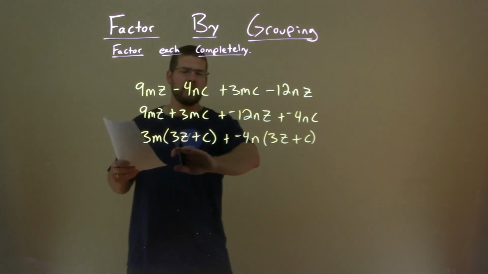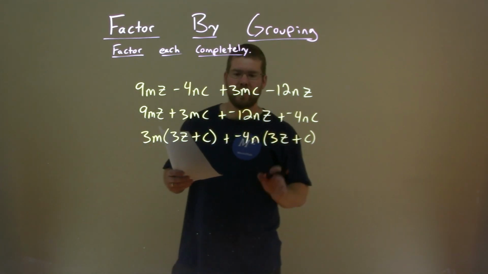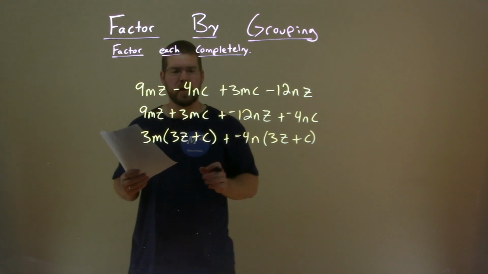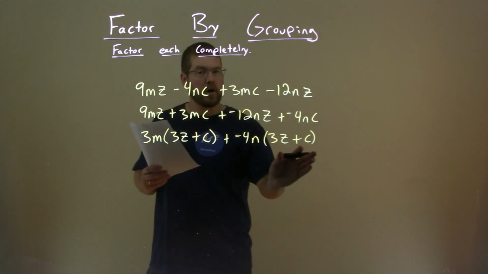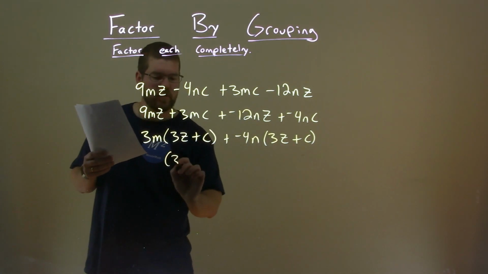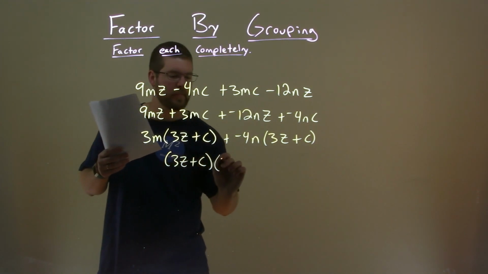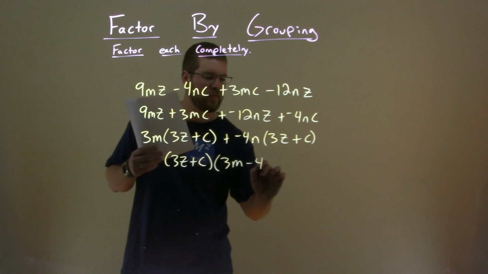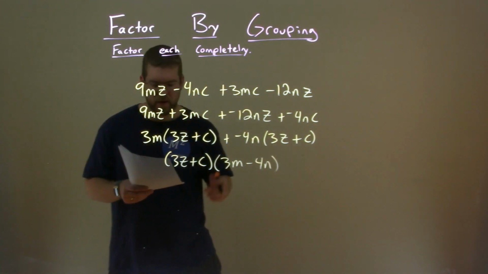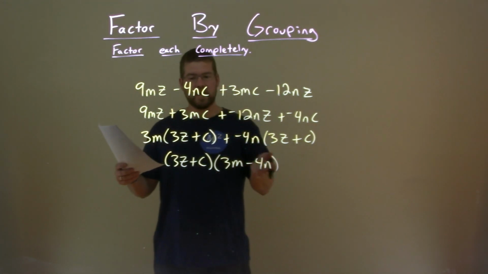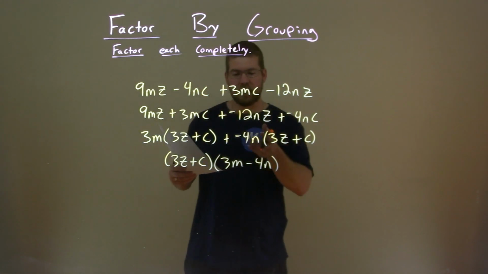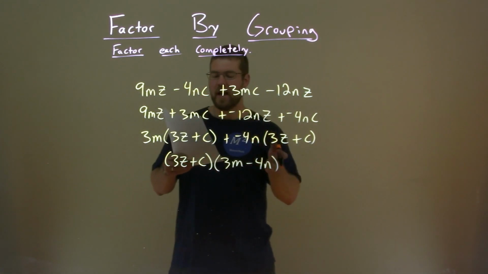Well, I have a 3z plus c and 3z plus c written twice right here. Pull that out from both parts, right? 3z plus c, and I'm left with this, 3m minus 4n, bringing that down. And now we actually have our final answer, 3z plus c times 3m minus 4n.